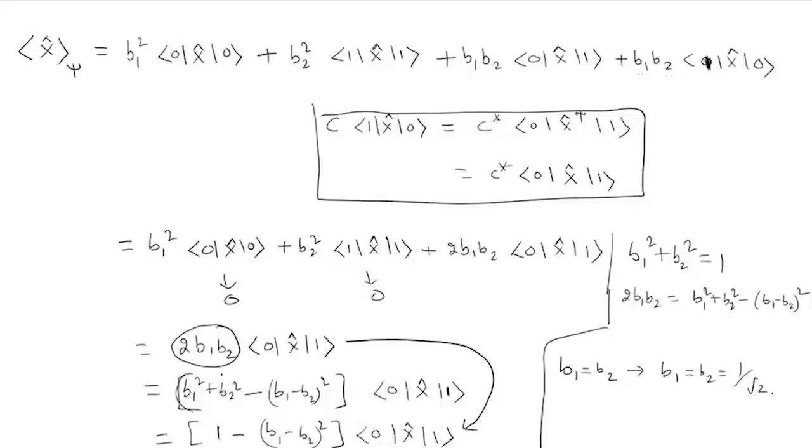For what values of b1 and b2 does this become minimum? That is saying that this is like an ellipse, right? If we have b1 square plus b2 square equal to 1, this is an ellipse if b1 and b2 are not equal. And the area is minimum when b1 is equal to b2. It becomes a circle. That's one way of looking at it.